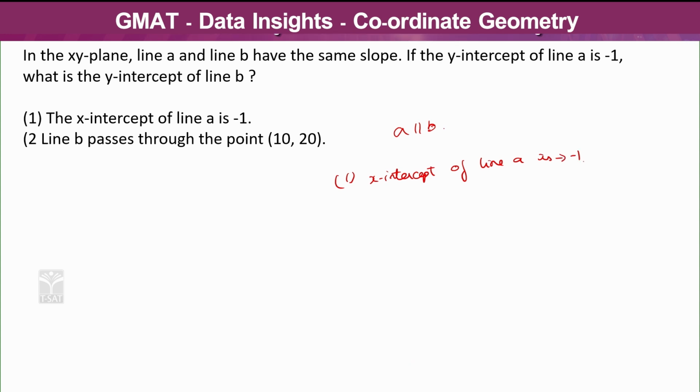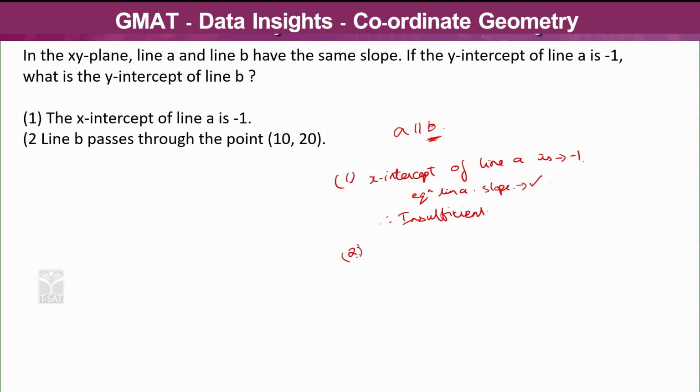Okay. So, you have the x-intercept of line A and you also have the y-intercept of line A. You can calculate the equation of line A, and thus you will have the slope also. Slope you can calculate, but you cannot calculate the y-intercept of line B, which is what they are asking us to find, because you do not know any point on that line. So, therefore, this is insufficient to answer the question.